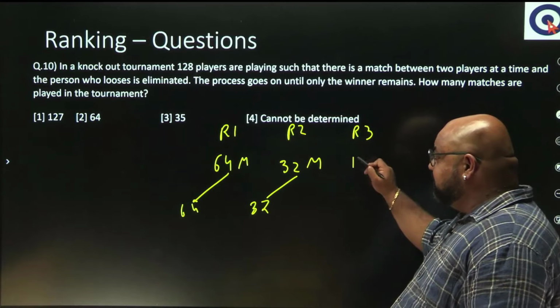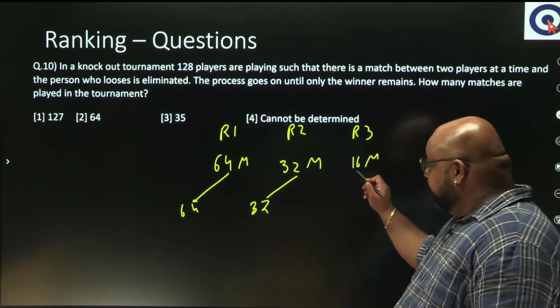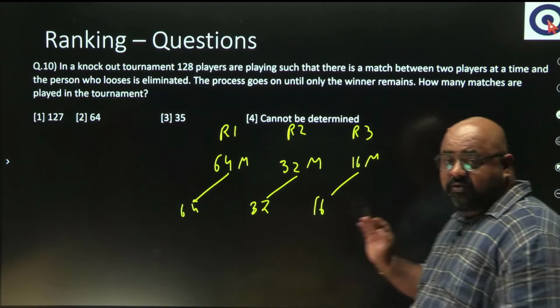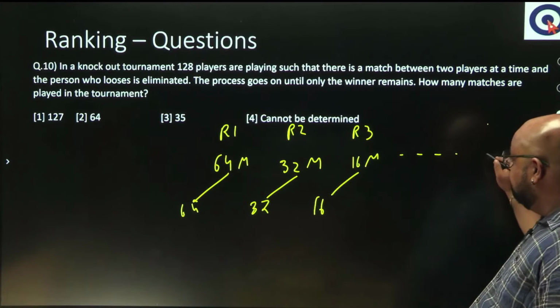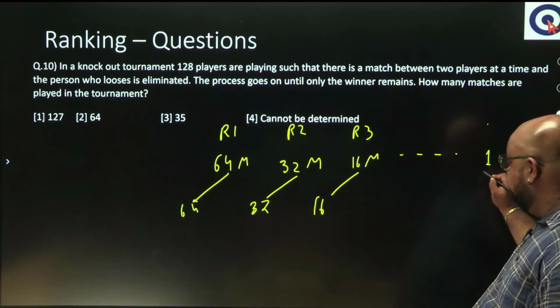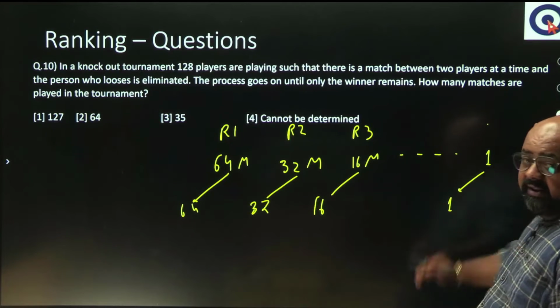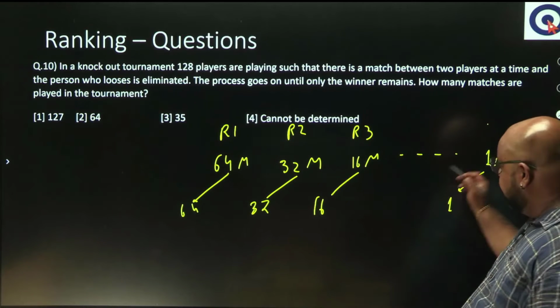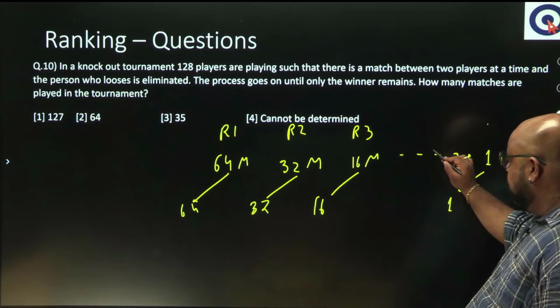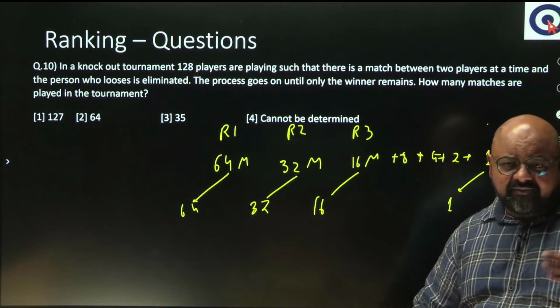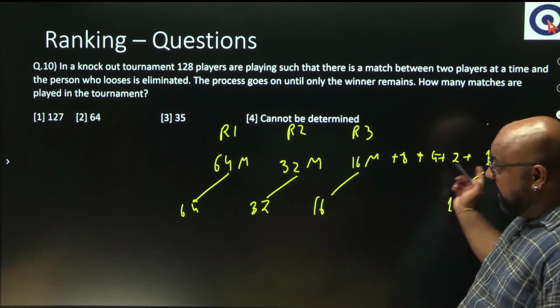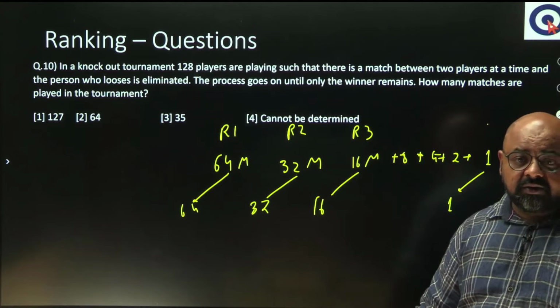Round 3, there will be 16 matches for these 32 people. 16 will be eliminated, 16 will go on. This process will keep on happening until you reach the final round, where there will be one game. One will be knocked out and the winner will remain. So the number of matches will be 1 plus 2 plus 4 plus 8 plus 16 plus 32, 64. The number of matches becomes half. If you add all of this, what is the value that you get?